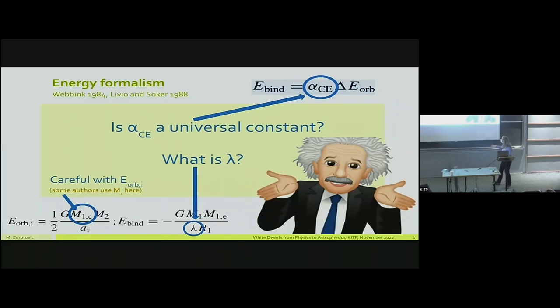The other thing I say, take care, because not always is the initial orbital energy the orbital energy of the core of the primary with the secondary, which is basically the same as the final system. Some authors put M1 there, like the whole primary, and the thing that is spiraling in is the core. In the BSE code, it's this formulation, but if you look at the Ivanova papers, for example, they put M1. So if you want to constrain alpha and compare with other studies, you need to know what they are doing to be consistent, or if they use something different, to be able to transform.